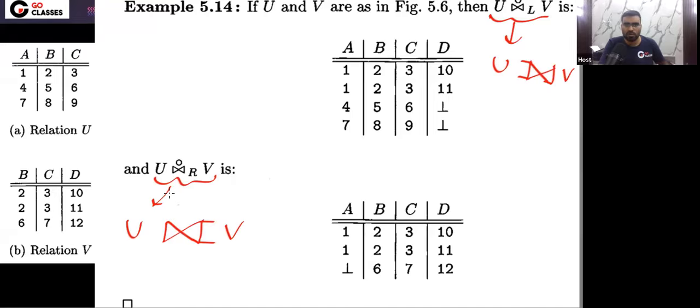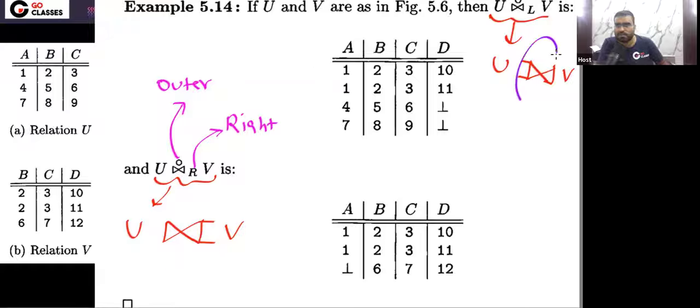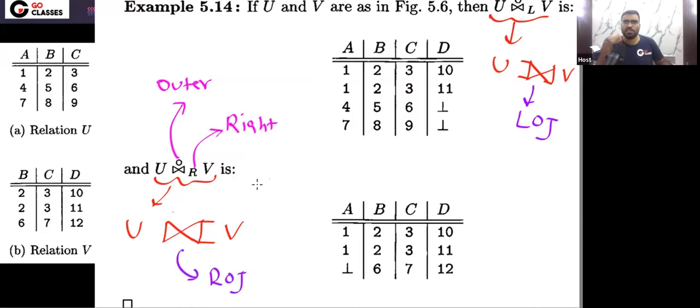Clear? Yes or no? Because R means right and O means outer. This symbol they can give. In the GATE exam, they will give you this symbol, which means right outer join, and this symbol, left outer join. So this symbol means left outer join, and this symbol means right outer join. Is this clear? So remember, this is the result of natural join, these two tuples.